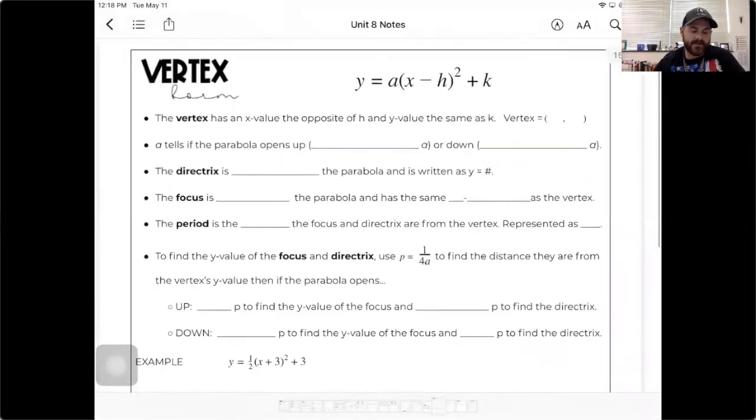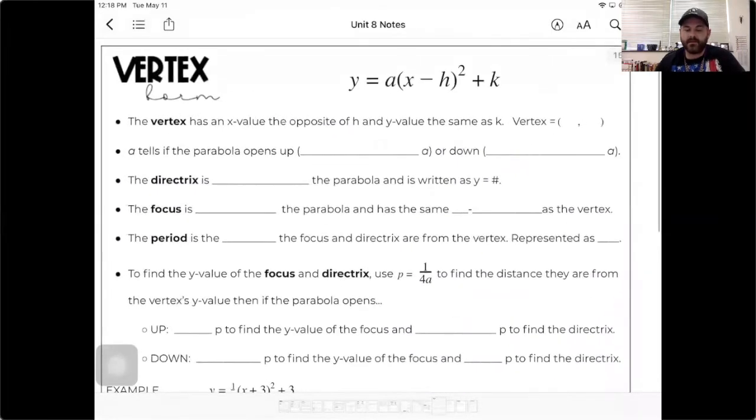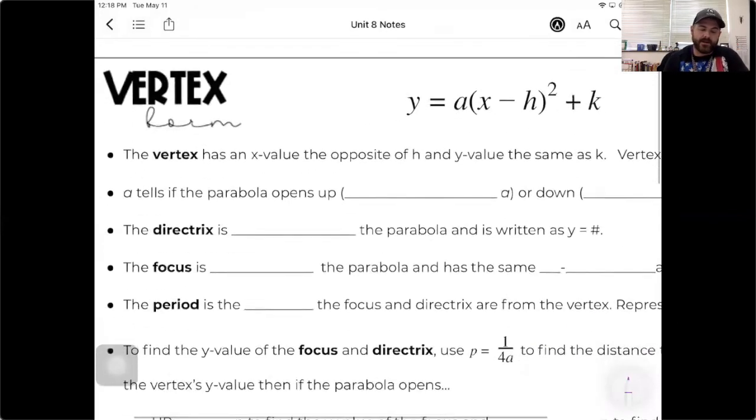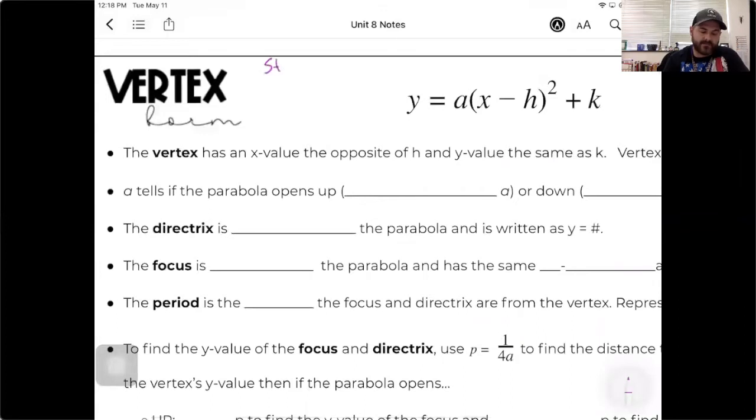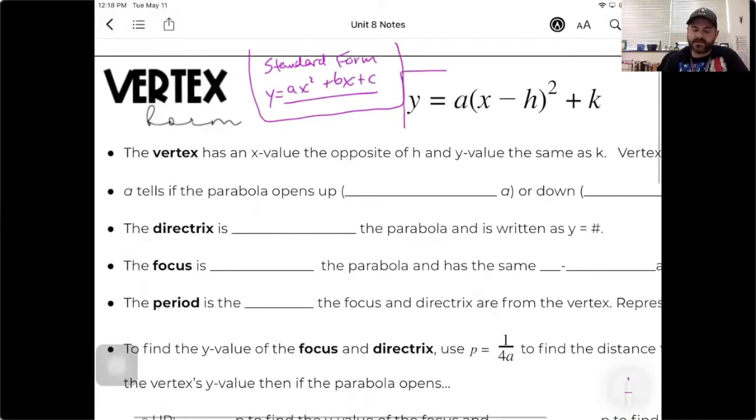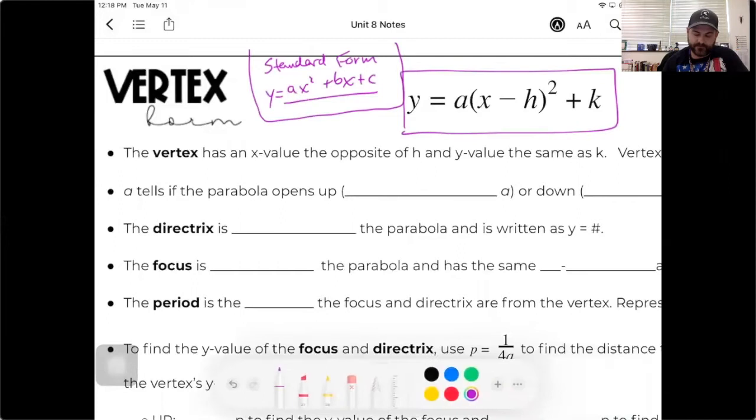Okay? And this is another way of writing a quadratic equation. This is called vertex form. Now, as a reminder, standard form was y equals ax squared plus bx plus c. That's called standard form. But this is called vertex form.